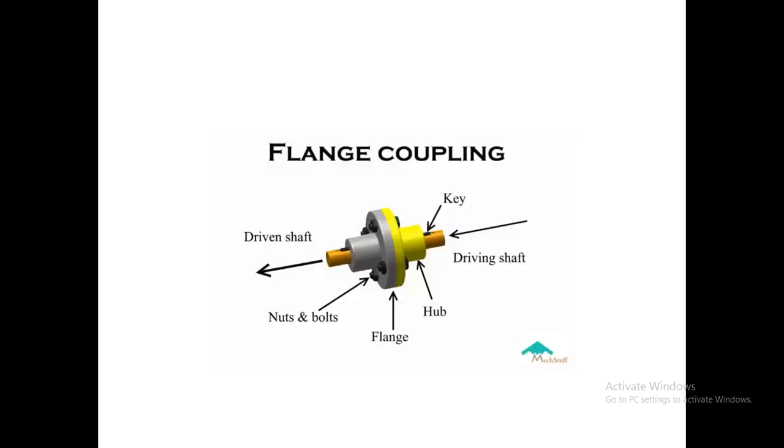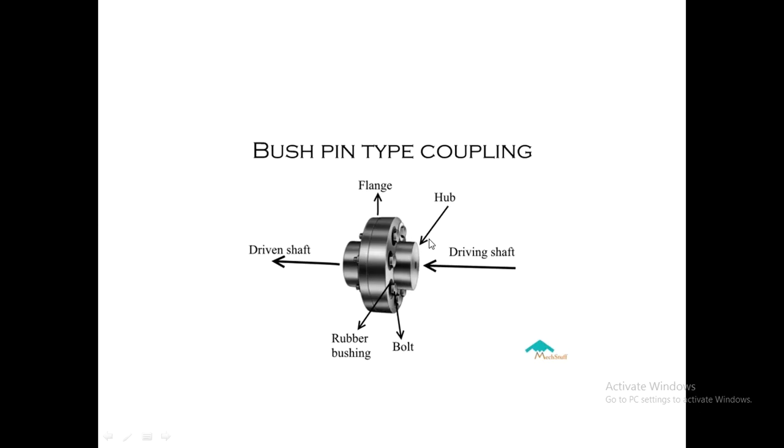A flange coupling is when there are two flanges attached between the driven and the driving shaft using nuts and bolts. We have the flange and we have the hub. The flange is the larger diameter component, and the hub is the smaller diameter component which is near the driving and the driven shaft, and we also have provision for the key.